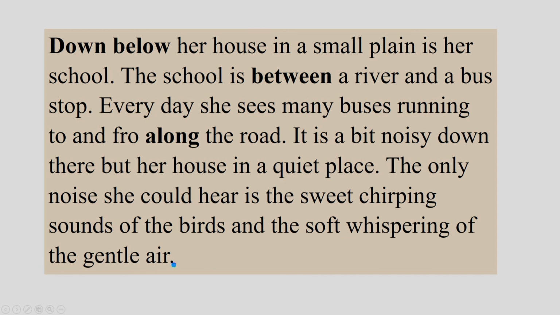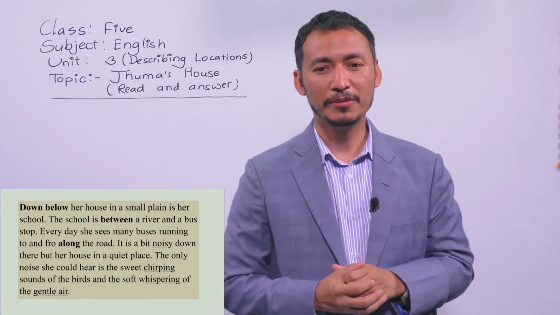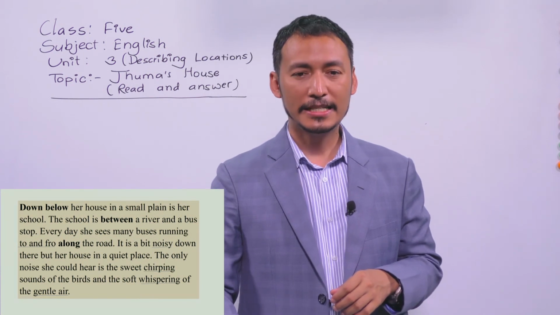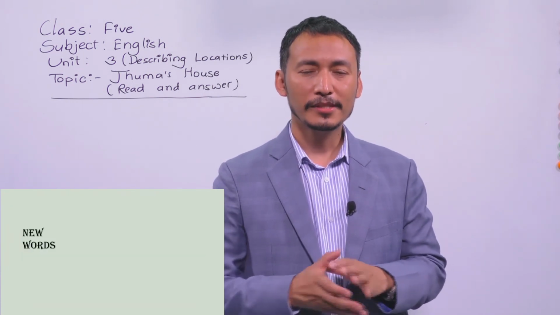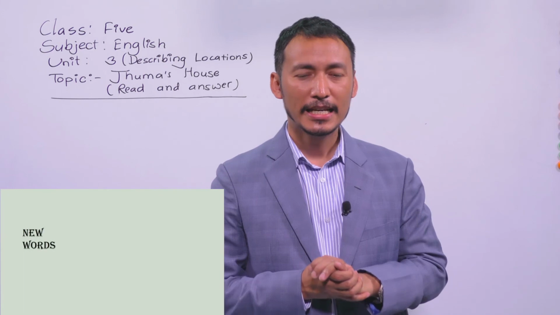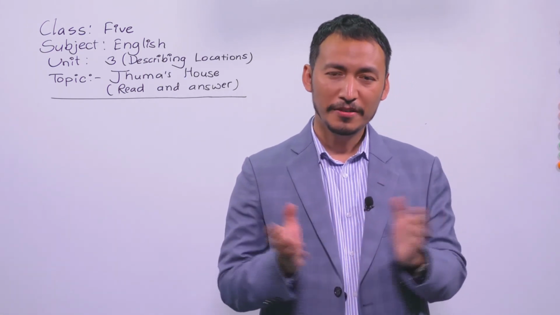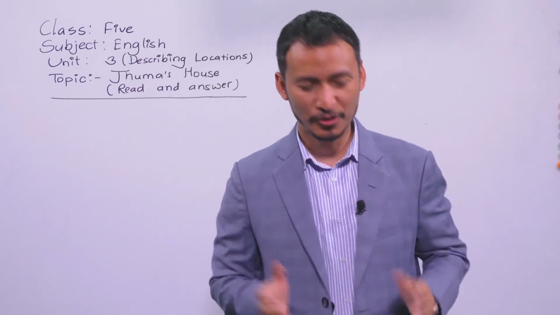Okay, let's see the new words in this paragraph. To and fro, noisy, chirping, whispering, and gentle. Okay, these are, I think, new words for you. We will talk about the new words later. Let's see those new words. Okay, so can you now pronounce the new words? Can you remember those new words? I'm going to show you, okay?